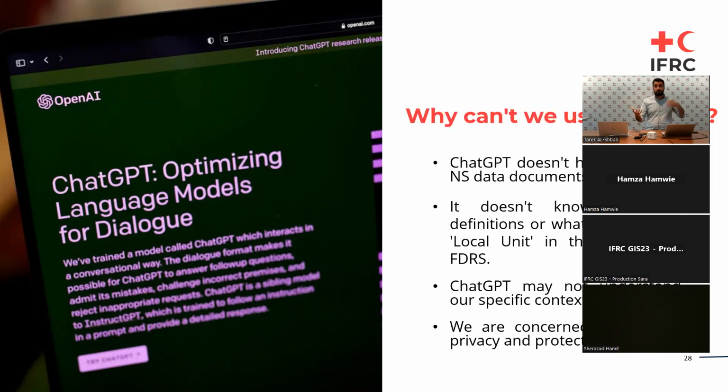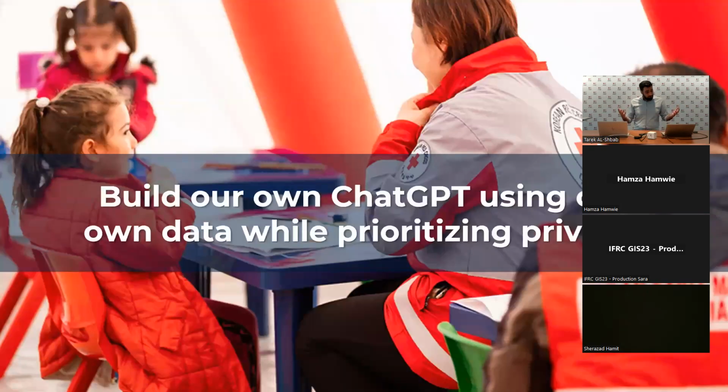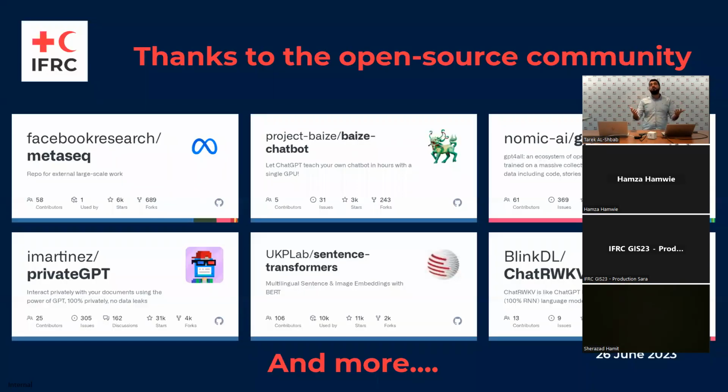So we need to use AI, but we cannot use ChatGPT. We need to use something similar to ChatGPT, but with our own documents and with privacy in mind. So the solution is: let's build our own ChatGPT using our own data, while putting data privacy as number one priority. Recently that was impossible, but thanks to the open source community, there are lots of tools available now. You can use them for free, and they are open source, so safe.